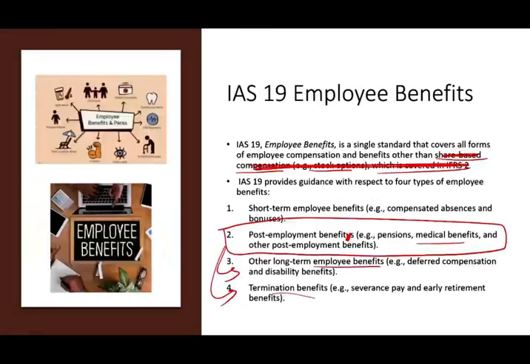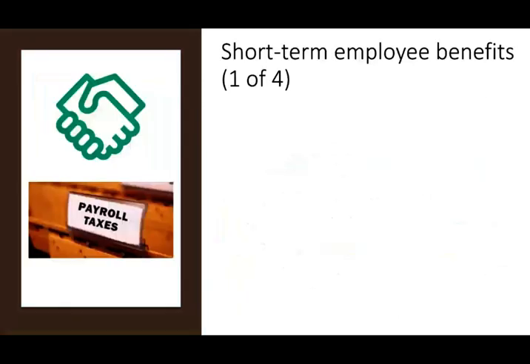So let's start again. If you listen to my recordings, once I have a list one through four, I'm going to go over each item on the list separately, starting with one of four. One of four is short-term employee benefits. This topic, in a sense, is easy.